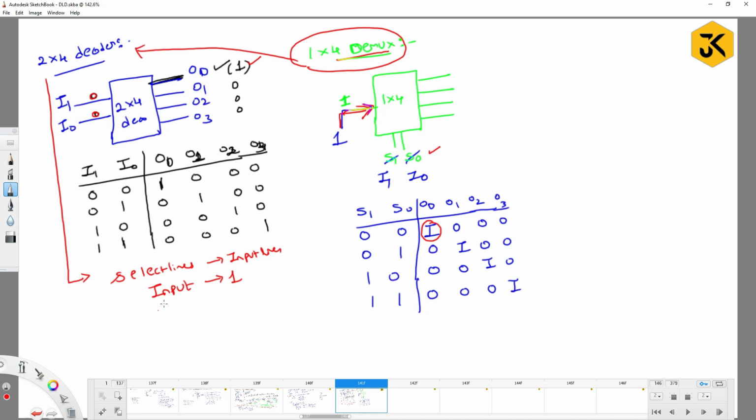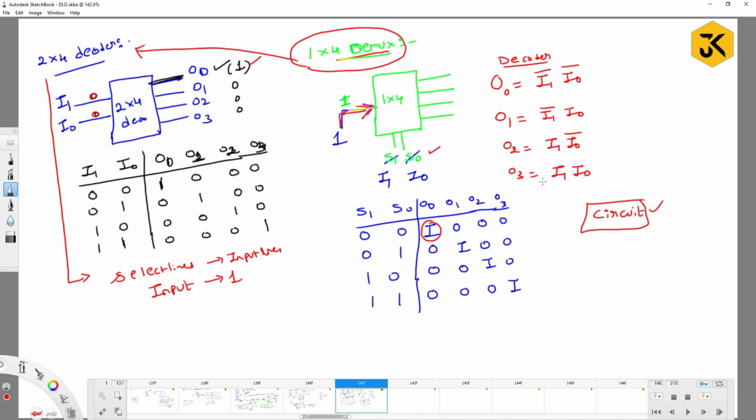So if you are going to define O0, what is O0 now? O0 for the decoder is I1 bar, I0 bar. Similarly, O1 is I1 bar, I0. O2 is I1, I0 bar. O3 is I1, I0. Simply you can construct the basic logic gate circuit, with these O0, O1, O2, O3 as the outputs for the given inputs.